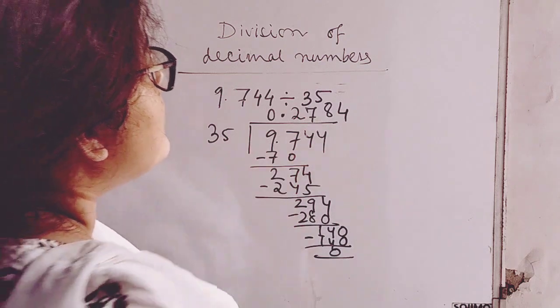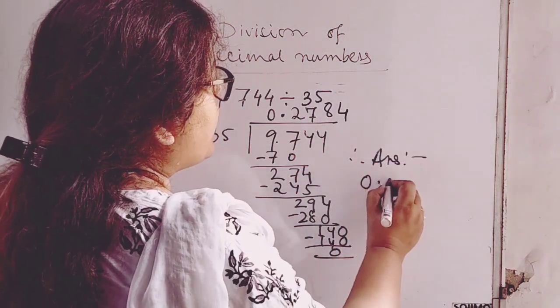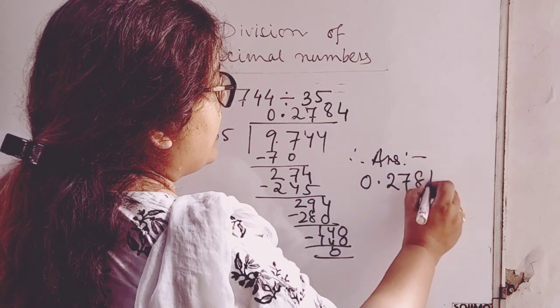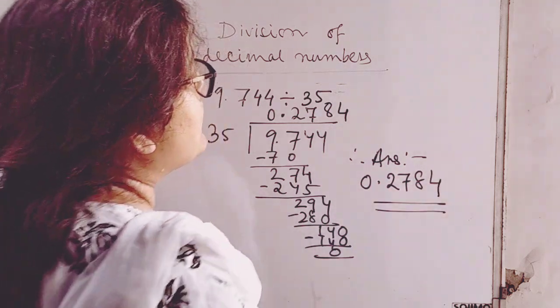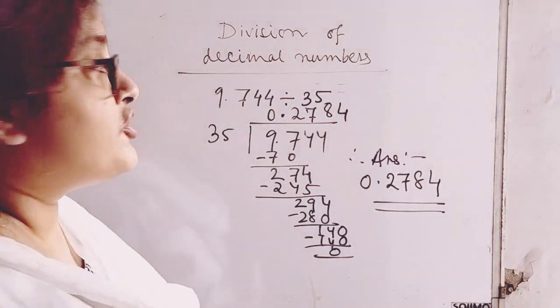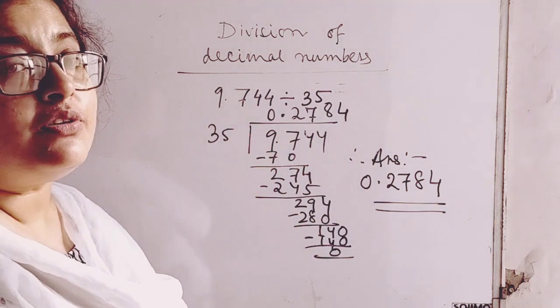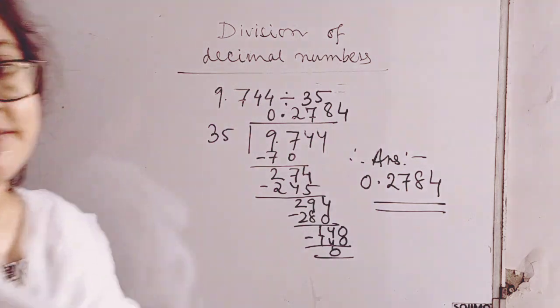So what is the result? So answer is 0.2784. So this is the quotient. So what we have to remember in case of decimal division, the divisor should be an integer. If it is not so, then we have to convert it.